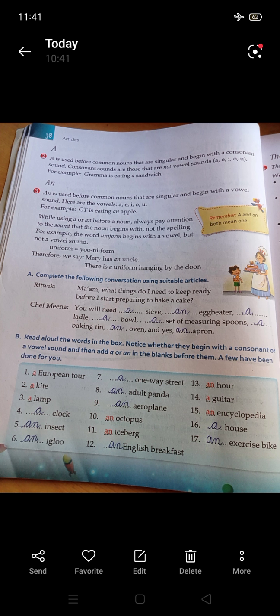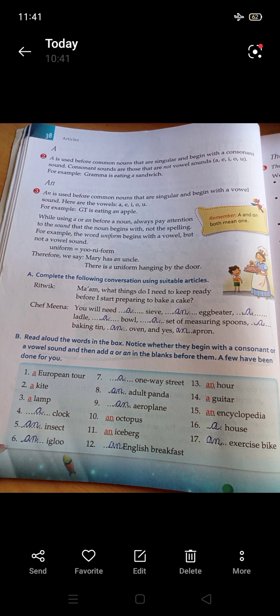Then Chef Mina said, you will need a sieve, an egg beater, a ladle, a bowl, a set of measuring spoons, a baking tin, an oven, and yes, an apron.